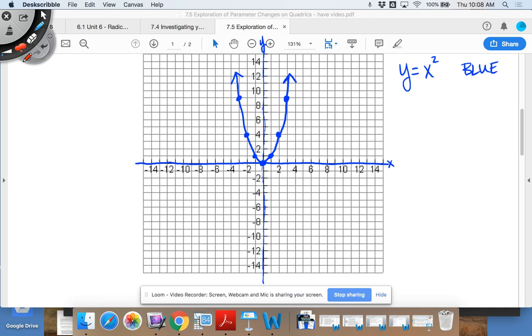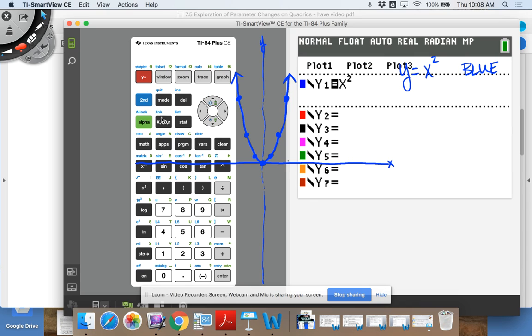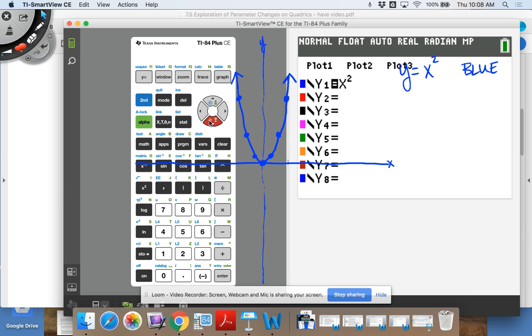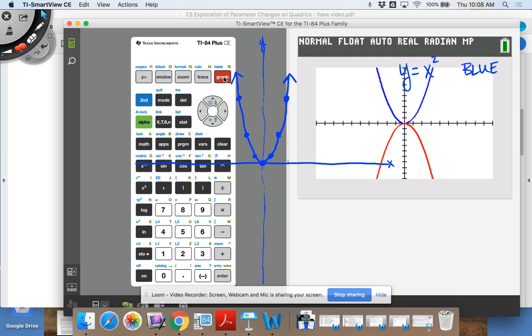Now we're going to look at y equals negative x squared. So we're going to go on our calculator. And we're going to go to y equals. And on y2, we're going to put negative x squared. So I can click graph and I notice it looks exactly like the blue line except it's flipped. It's opening downward this time. It's reflected across the x-axis.